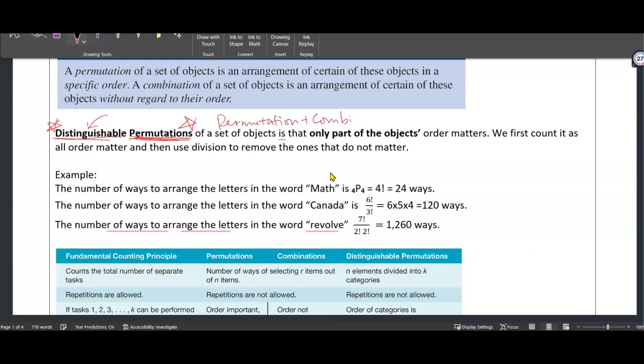And we actually did this, we just didn't give the proper name, distinguishable permutation, in 12.1. Remember, we had to rearrange the letters in the word book, right? So the two O's, order doesn't matter. We treat it as a permutation first, that's the same as 4P4. And then we use division to take away the two O's, since order does not matter. We did that, I believe, in one of the last questions in 12.1, right?